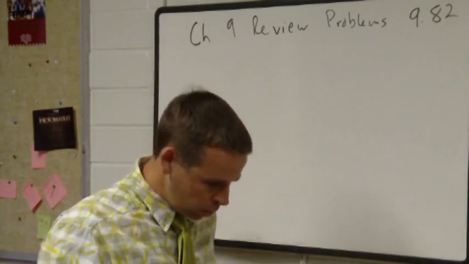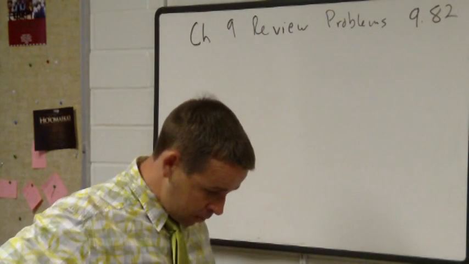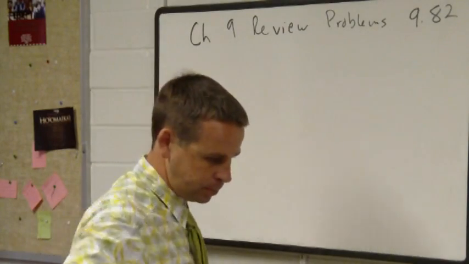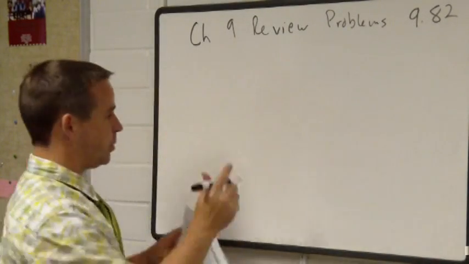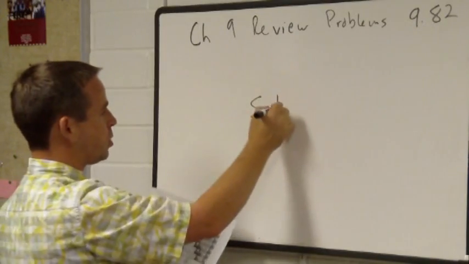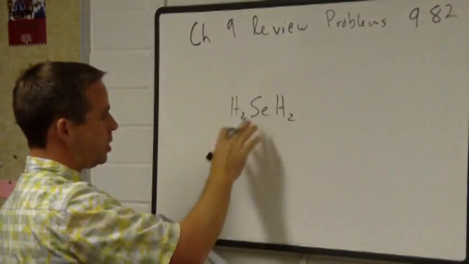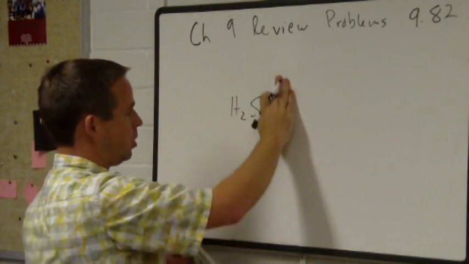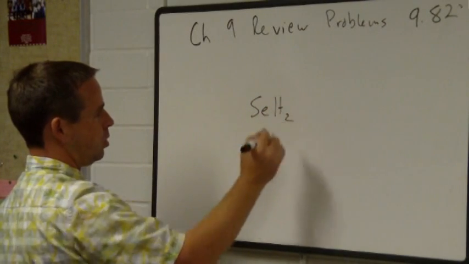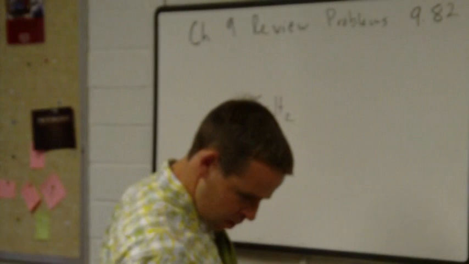Use the octet rule to predict the formula of the simplest compound formed from hydrogen and selenium. Octet rule, well, selenium needs 2 more electrons, so it's going to be H2Se or SeH2. Selenium hydride, SeH2. I guess is what we could call it. What's the other one?